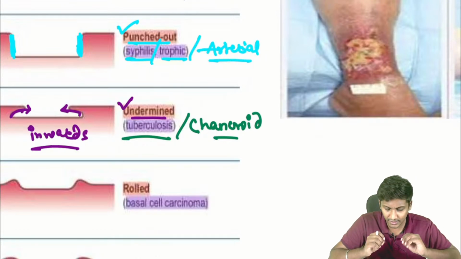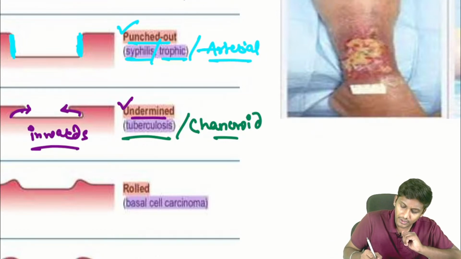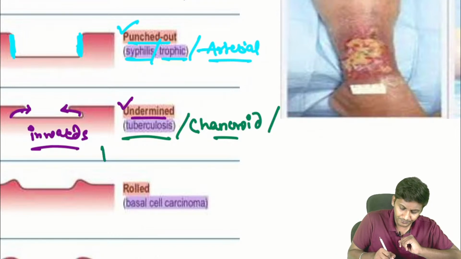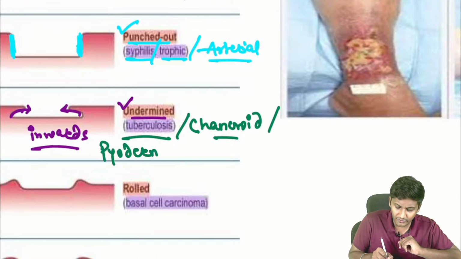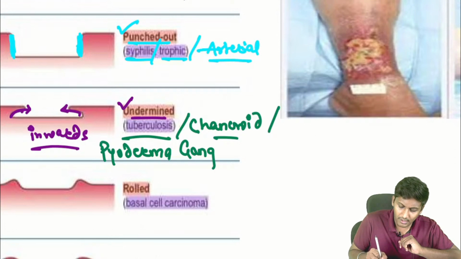Okay? So definitely in tubercular ulcer, in chancroid, and the third we are going to talk about is pyoderma gangrenosum. I'll write over here. These are the three conditions definitely which are going to have inward turned or undermined edges of an ulcer.